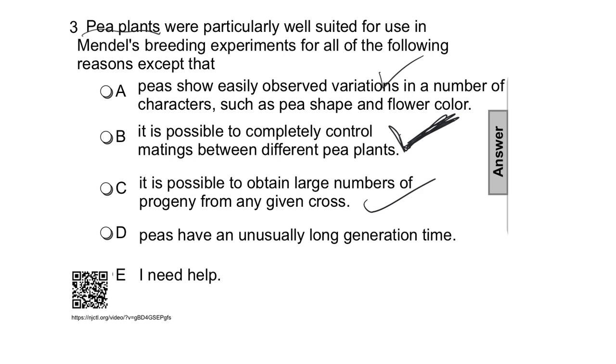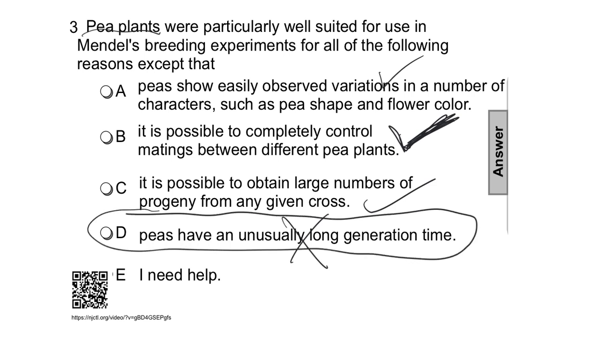Peas have unusually long generation time. No. That is my choice, because that is not true. Pea plants have a very short generation time. You plant the seed, boom, in a couple weeks it grows to a tall, mature plant and is forming seeds. Okay, so which of the following was not a reason why pea plants were good? And that would be letter D.